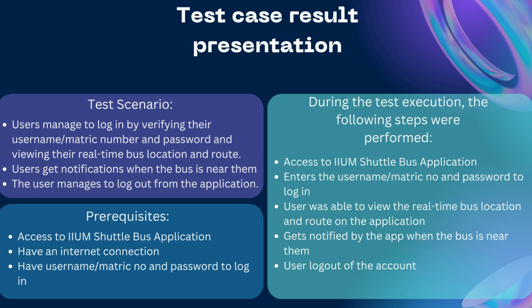User enters the username or metric number and password to log in. The credentials can be entered as expected. The user views the real-time bus location and route. The real-time bus location and route should be displayed as expected. The user gets notified by the app when the bus is near them. The notification is displayed as expected on their mobile phone. The user logs out of the account. So the user logs out of the user account as expected.